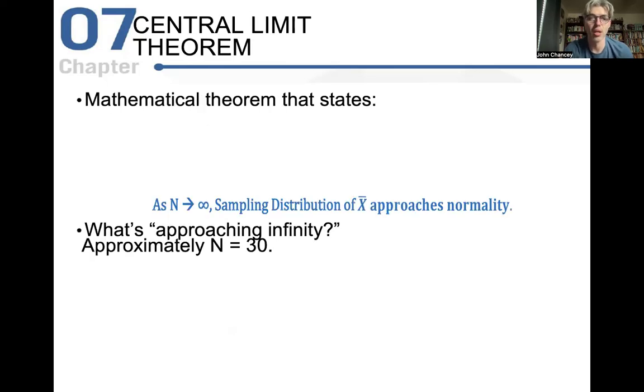We can in fact do it with around 30 is kind of the rule for this case. So the central limit theorem is a mathematical theorem that says as n, in this case, our number of sample sizes, moves towards infinity, as it grows larger, our sampling distribution of means starts to approach normality. So what does that mean in terms of infinity? Well, really, we just need 30. At least 30 is when it starts to look more normally distributed.